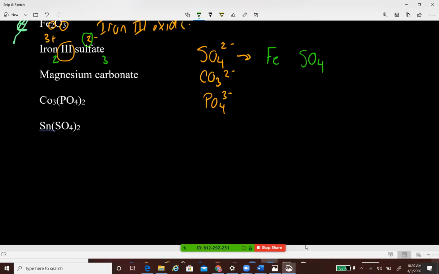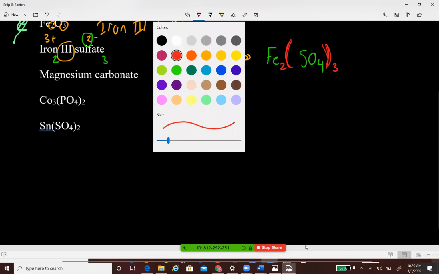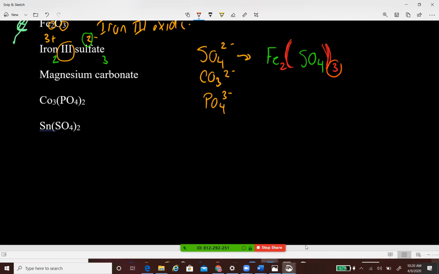Now, as soon as you need more than one polyatomic, this is really important, what you do is you put brackets around it. That's important. According to our crossover rule, we need 2 iron, so I'm going to put a little 2 beside the iron. And we need 3 sulfate, so I'm going to put a little 3 outside the bracket. This bracket is important because I have 3 sulfate. That number 3 applies to everything in the bracket.